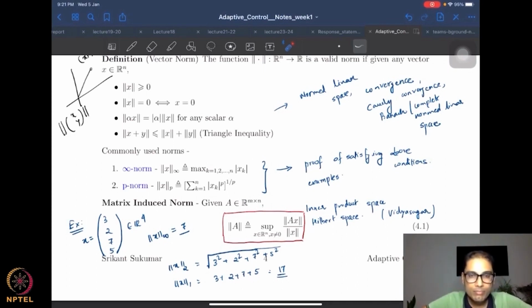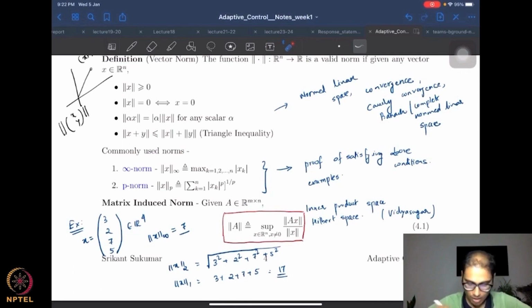Finally, what is the one norm? The one norm is again very similar to compute. You take the absolute value, add them up, take the first root, which is basically do nothing, and then you get the answer 3 plus 2 plus 7 plus 5, which is just 17. All right. Okay. So these are some key vector norms.